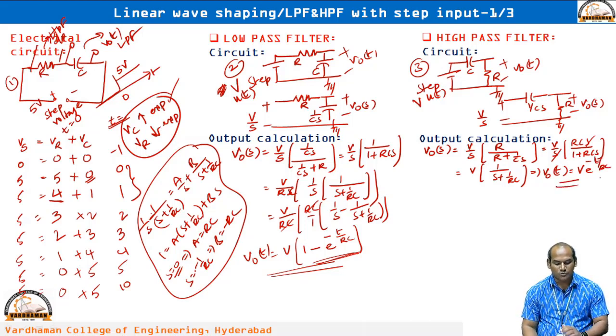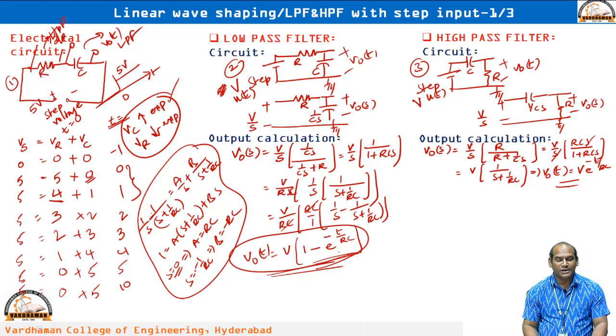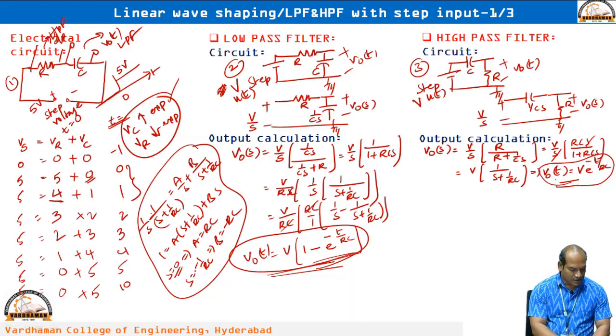So, you see the outputs. The output of the low pass filter for the step input of V volts is V into 1 minus e power minus t by RC, and for the high pass filter the output is given by V into e power minus t by RC, an exponentially decreasing signal, and for the low pass filter an exponentially increasing signal.